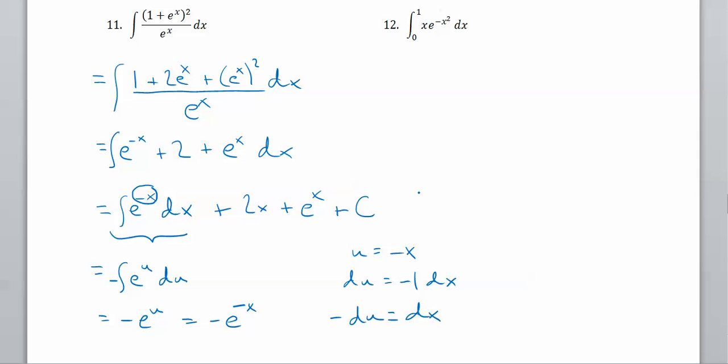All right, so putting all that together, this becomes negative e to the negative x plus 2x plus e to the x plus an arbitrary constant c. And that's our answer.